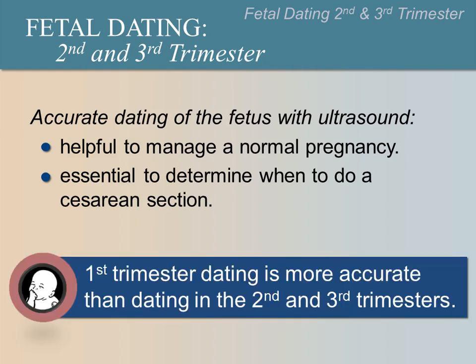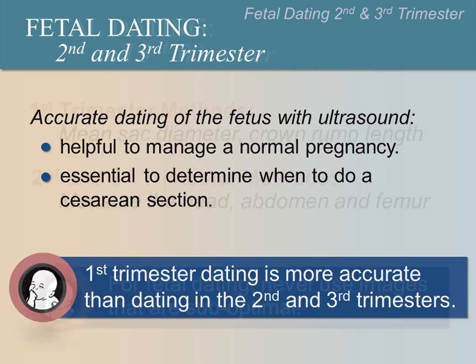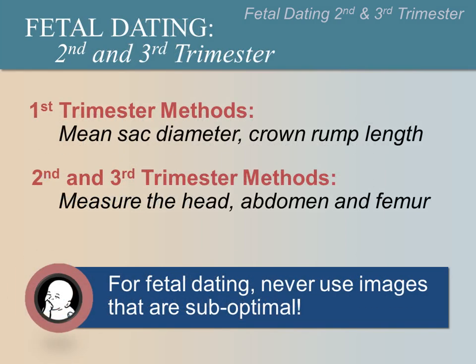Note that 1st trimester dating is more accurate than dating performed in the 2nd and 3rd trimesters. Remember to never change the gestational age or due date later in pregnancy with a 2nd ultrasound if you've already obtained dating with an earlier ultrasound. In the 1st trimester, we use the mean gestational sac diameter and crown rump length of the fetus to date the pregnancy. We will discuss how to do this in a future lecture.